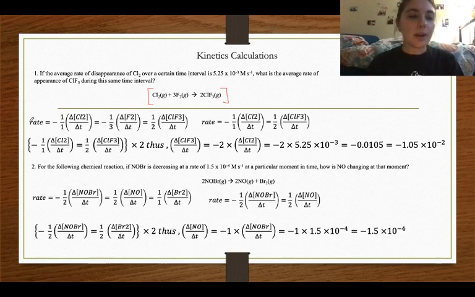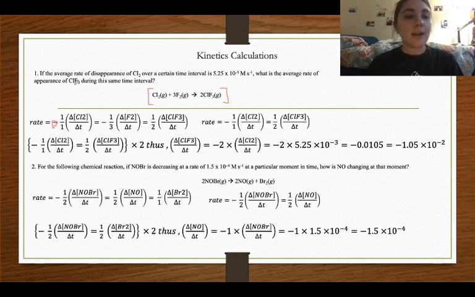So what you're going to remember is that rate is equal to 1 over the coefficient, in this case 1, times the reactant. And it's always negative for reactants, right? Negative for reactants and positive for products. And again, negative 1 over 3, because that's our coefficient of the rate of disappearance of this reactant. And then 1 over 2 is the rate of appearance of this product.